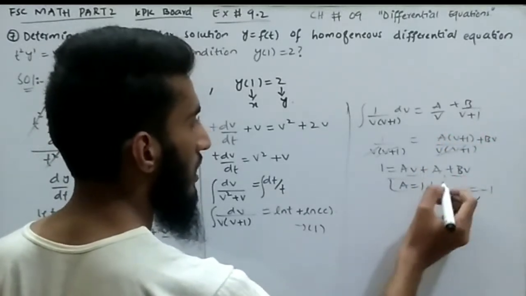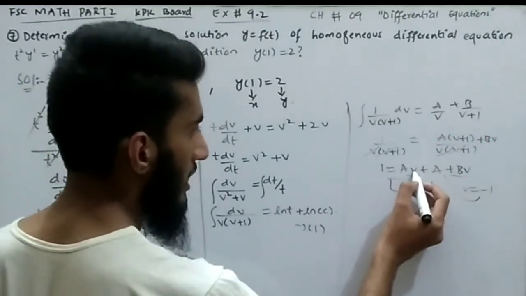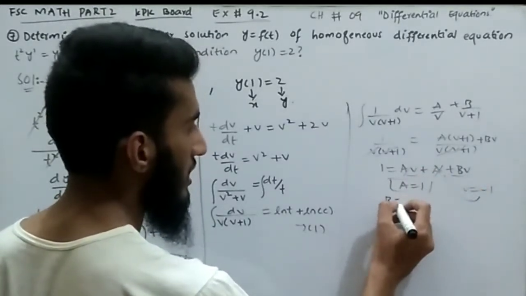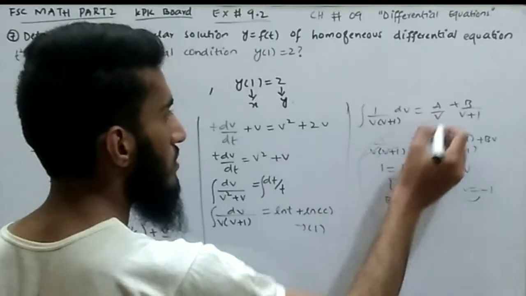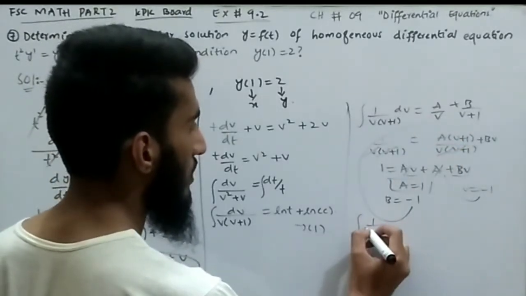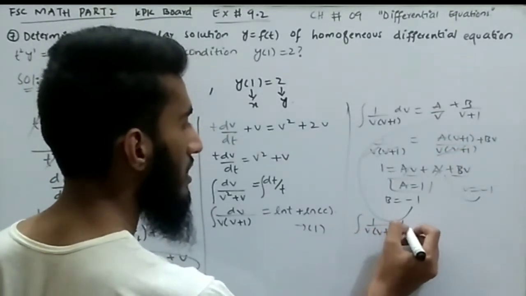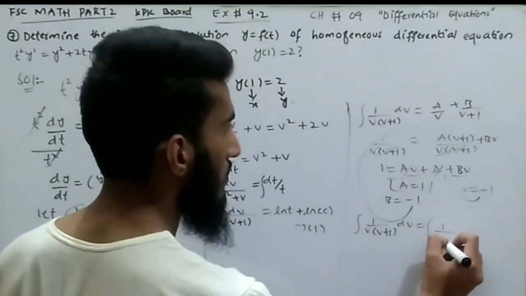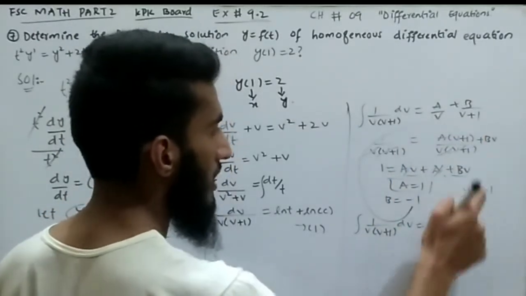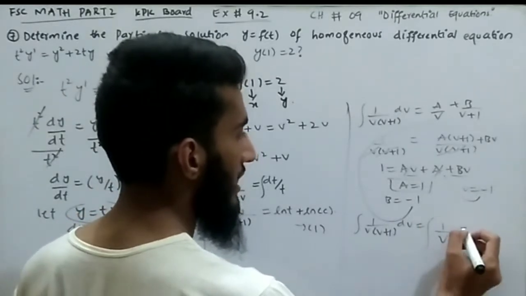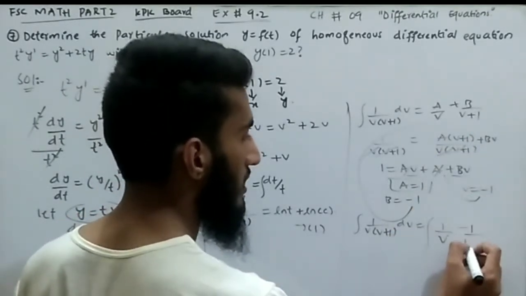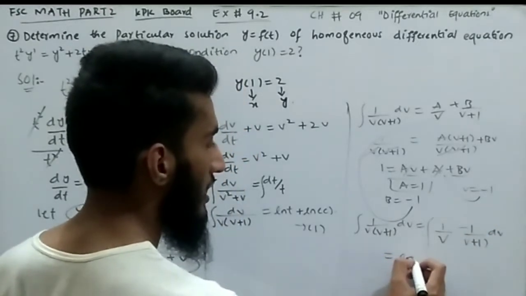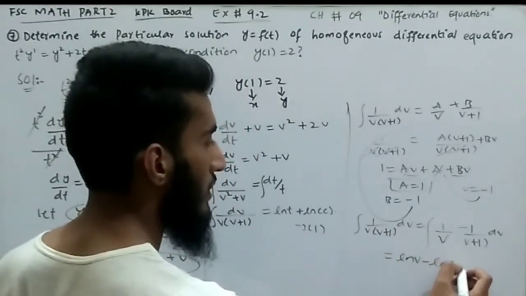So putting negative 1 over here, the negative 1 cancels out with each other, we are left with negative b is equal to 1, so b is negative 1. Putting these two values over here, the integral of 1 over v into v plus 1 dv will be the integral of a by v, a is 1, so 1 over v plus b is minus 1, so minus 1 over v plus 1 dv. Taking this integration, it becomes ln of v minus ln of v plus 1.